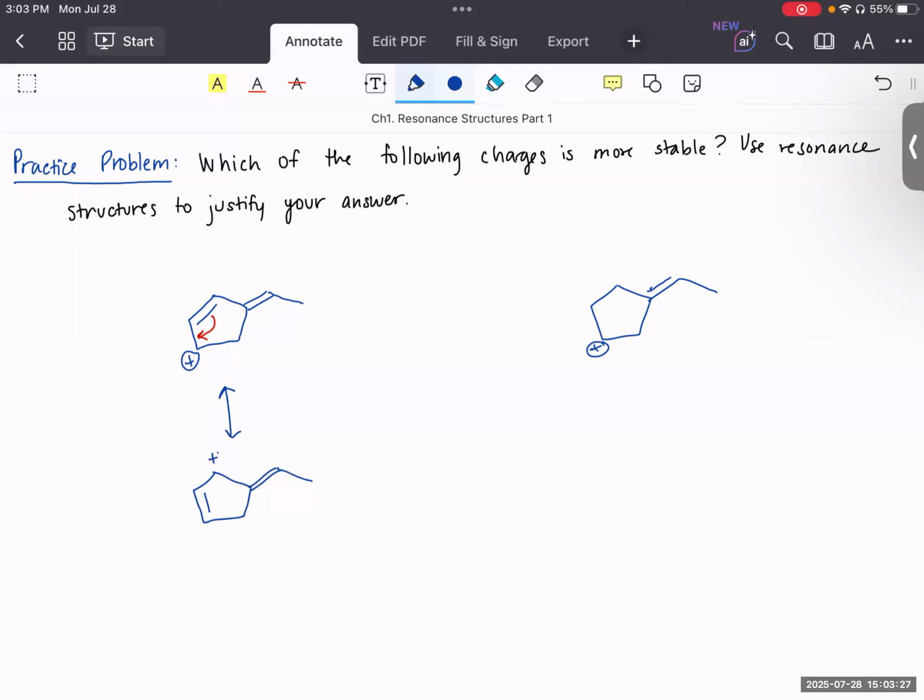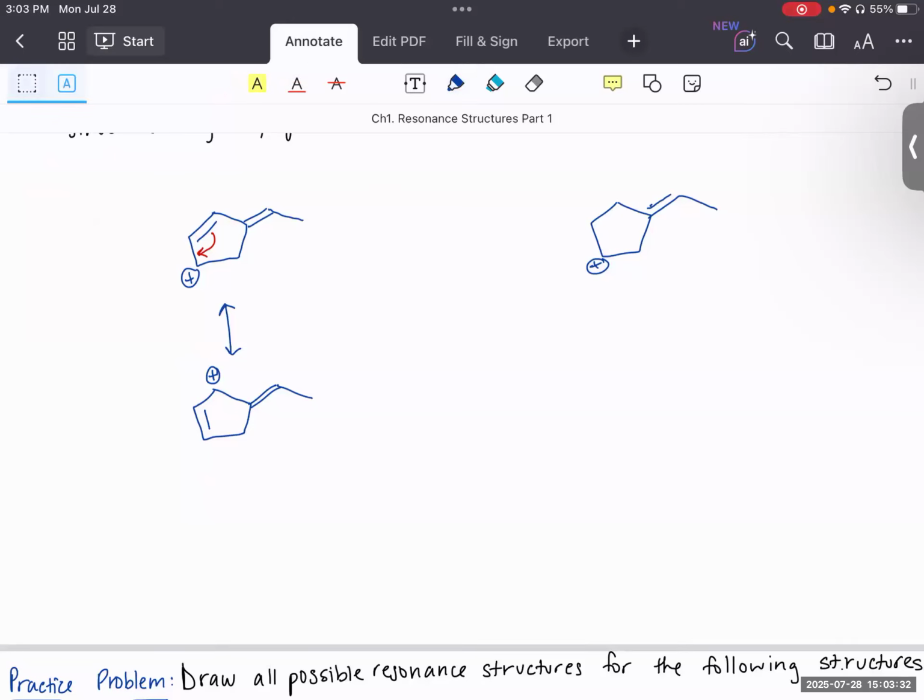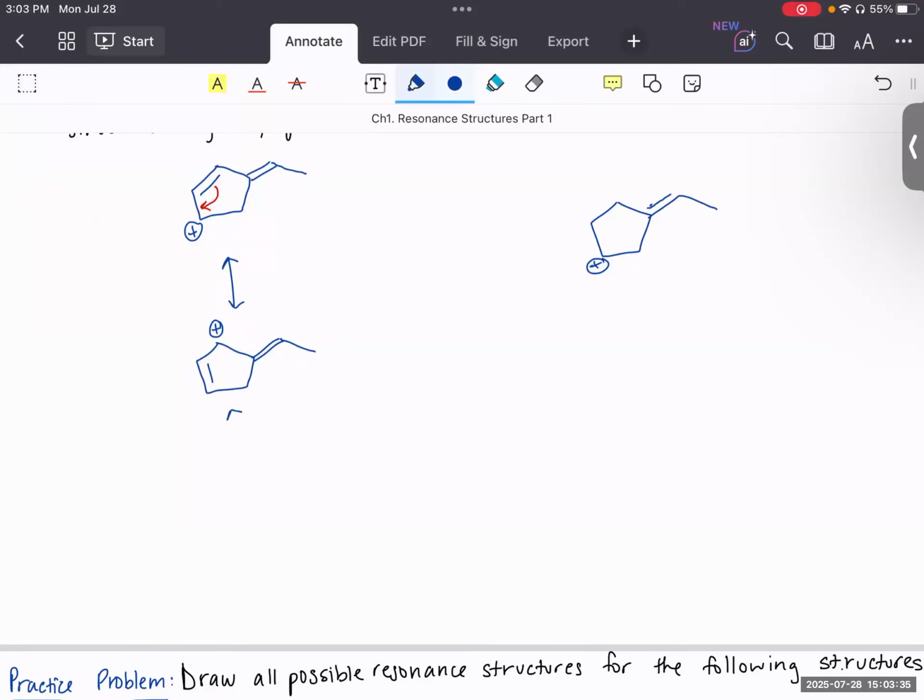Where that positive charge ends up being on that top carbon. We could similarly draw one more where we end up shifting this double bond over. And again, that's because that double bond is only one carbon away from that positive charge. And so it's close enough to shift over. So we end up with that final structure. And so what we can see is that the positive charge here is kind of distributed across the molecule.